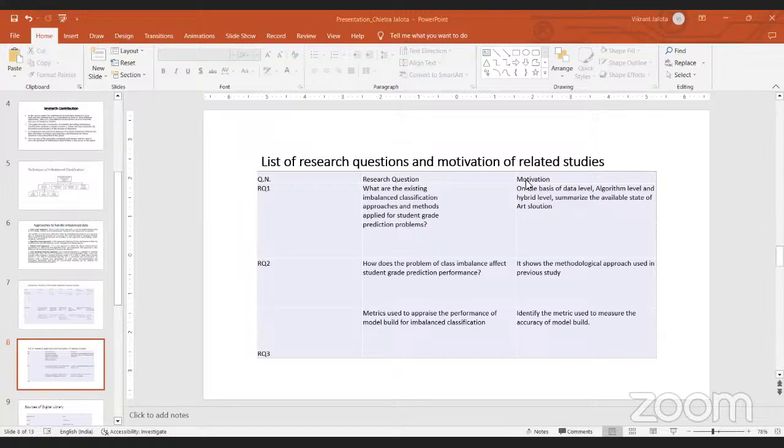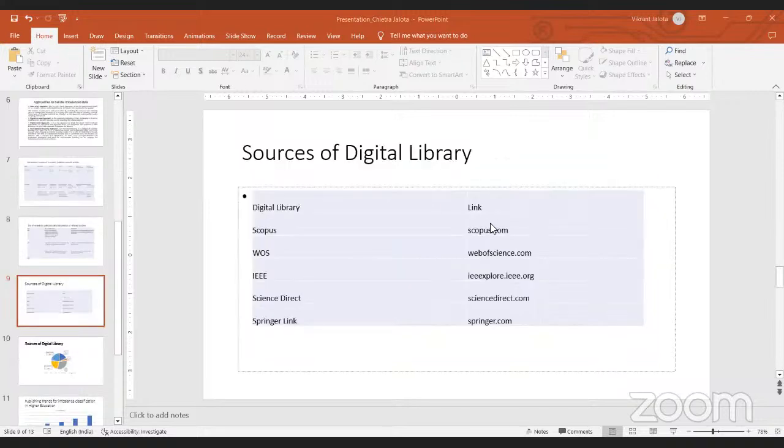The second question is, how does the problem of class imbalance affect student grade prediction performance? The motivation is that it shows the methodological approach used in previous studies. My third question is, what metrics are used to appraise the performance of models built for imbalanced classification? It means on which parameters I can say my model is the best one, and it is used to predict academic performance. This is my third question.